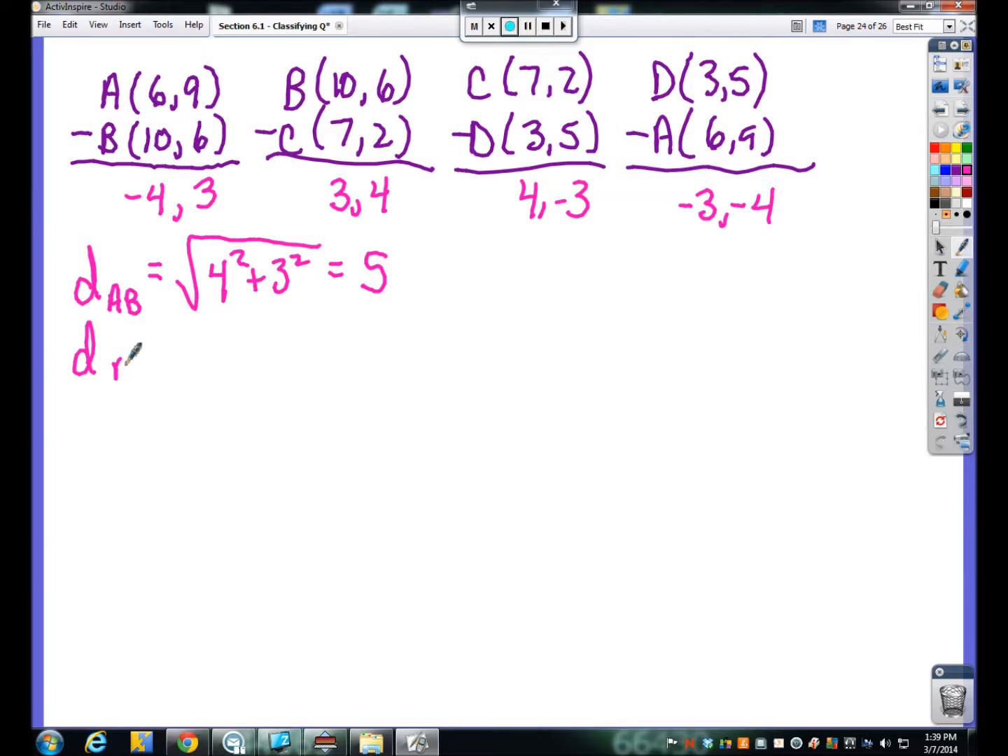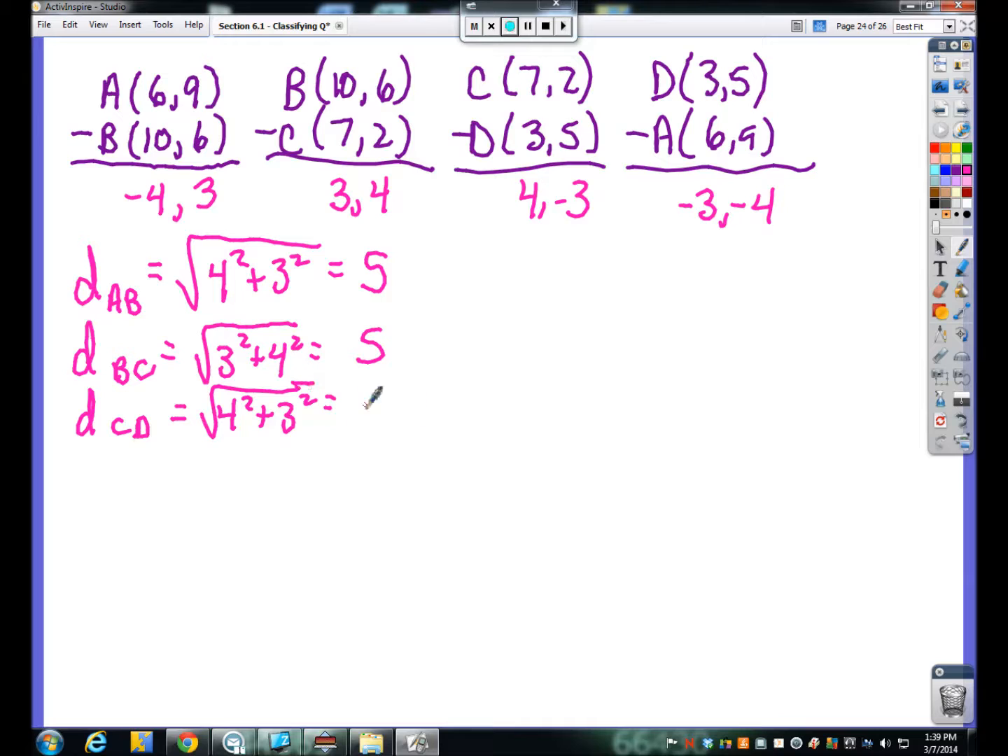So then the distance of BC, again, I'm just going to write out how I would set it up. In this case, again, I know that's going to end up being 5. The distance of CD is the square root of 4 squared plus 3 squared. Notice I'm just chopping off those negatives with the distance because I can't really have negative distances in there. And then DA or AD really doesn't matter which. And again, I'm going to chop off those negatives, and I get 5.